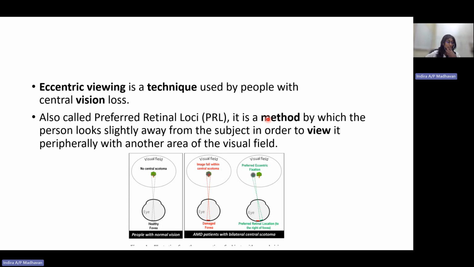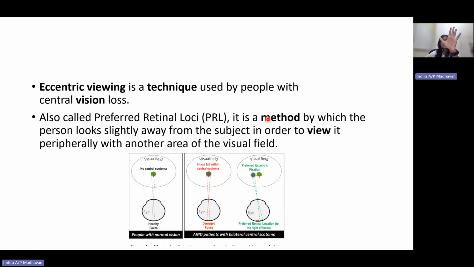This actually determines whether there is a need for this eccentric viewing technique or not. And another thing that you have to remember, mostly patients who have central scotoma will automatically have this eccentric view. The reason why is when they are looking at distance, they know that with the central, they cannot see the details. For example, the kid's face, they cannot see the details.